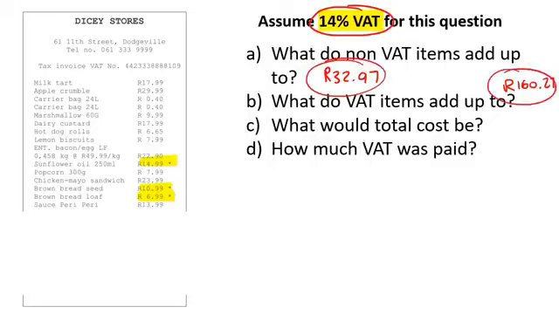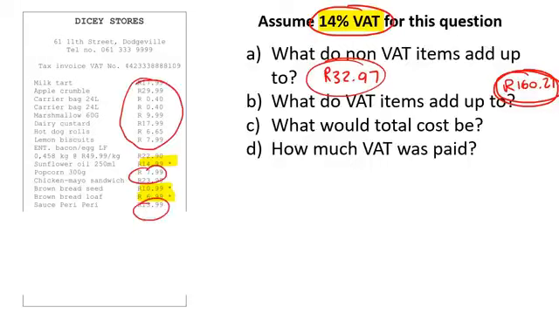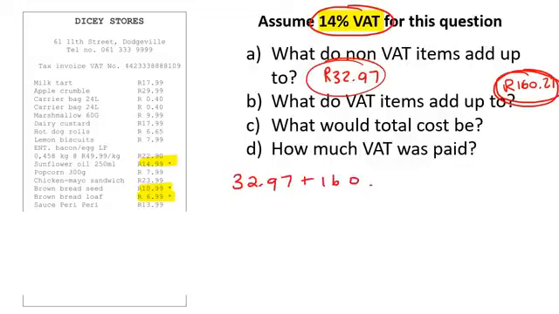Well, it's all of these items plus all of those items. Yeah, but Kevin, what about the VAT? Remember, the prices here, these numbers that you see, they all have VAT included already. And then these numbers, we don't have to worry about VAT because they never have VAT included. So if you add those two numbers together, 32.97 plus 160.27, you get 193 Rand and 24 cents. That is what you would pay for all of these items.